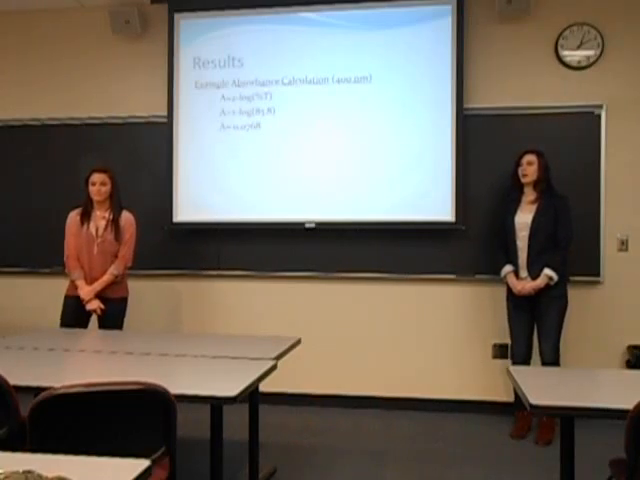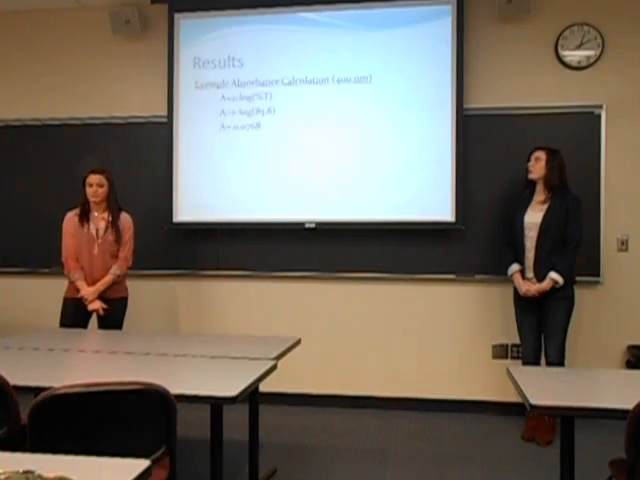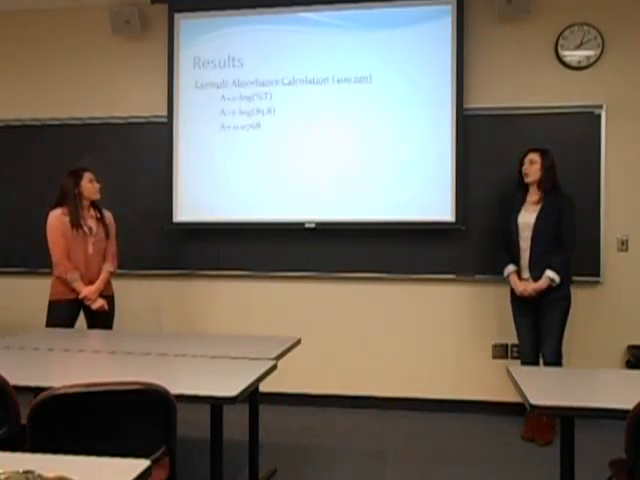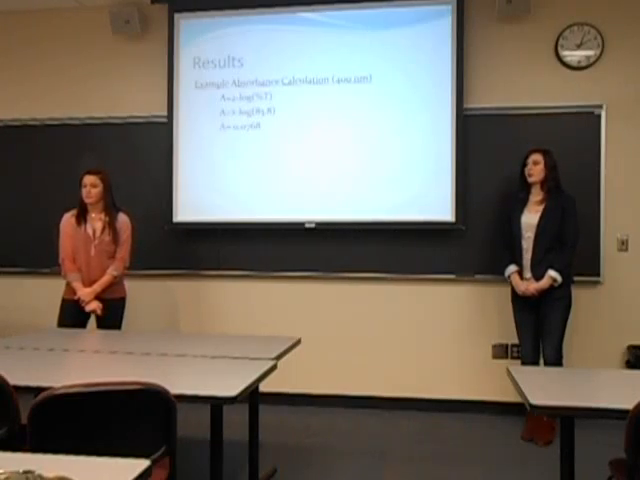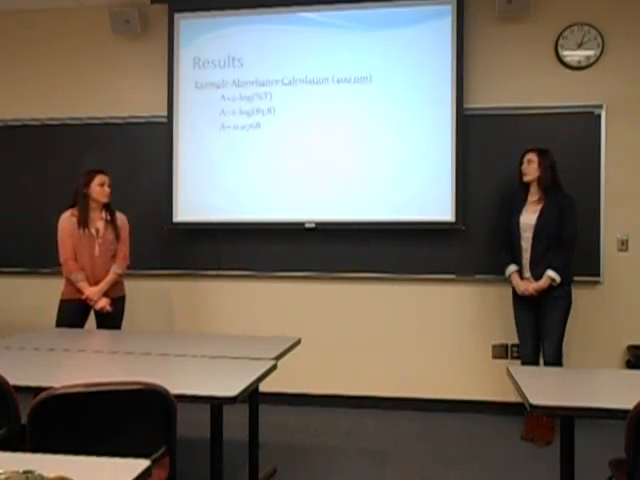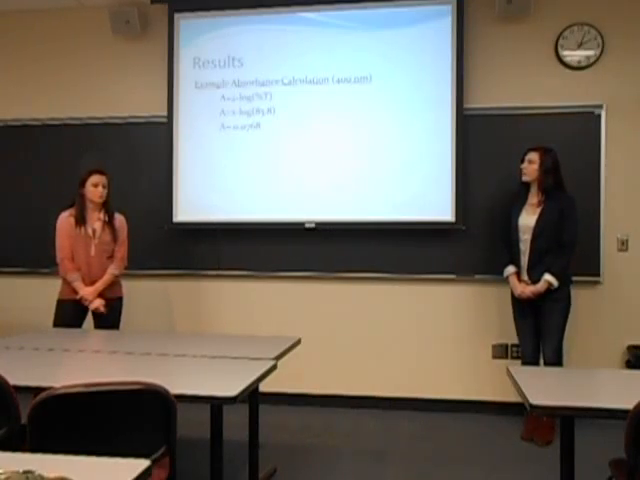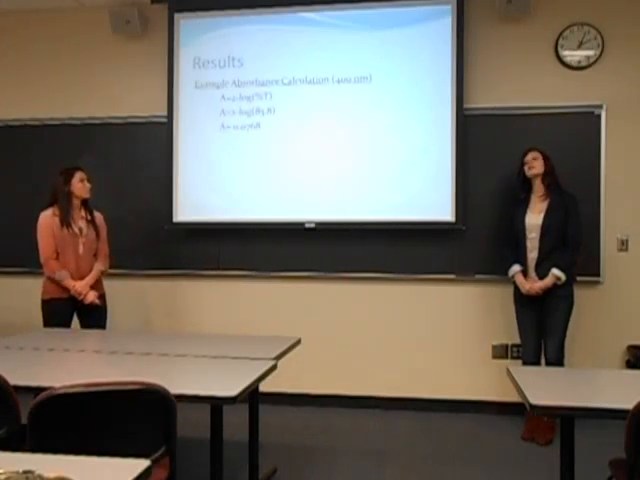This is a sample calculation for absorbance using the 400 nanometer wavelength. You use absorbance is equal to 2 minus the log of the percent transmittance, and at 400 nanometer wavelength, our percent transmittance was 83.8. And using the calculation shown, we calculated that the absorbance was 0.076 without any units.